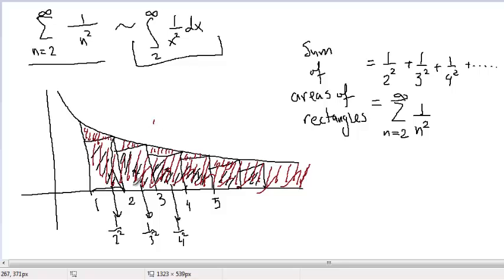And I can write this new shaded area as an improper integral, right? The area of this red shaded region will be the improper integral from 1 to infinity. Here this 1 is important, that's the starting point, of 1/x squared dx, right? And as you see on the picture, the sum of areas of rectangles is smaller than the area of this red shaded region. So I get the following inequality.